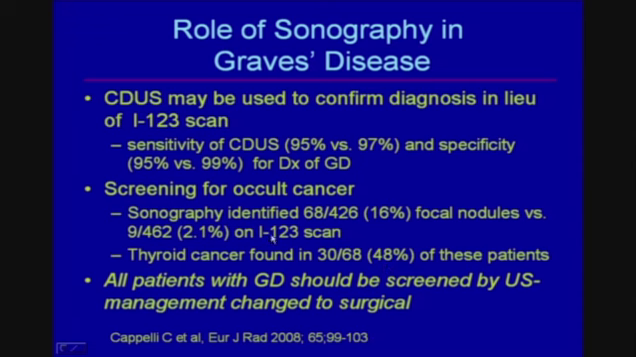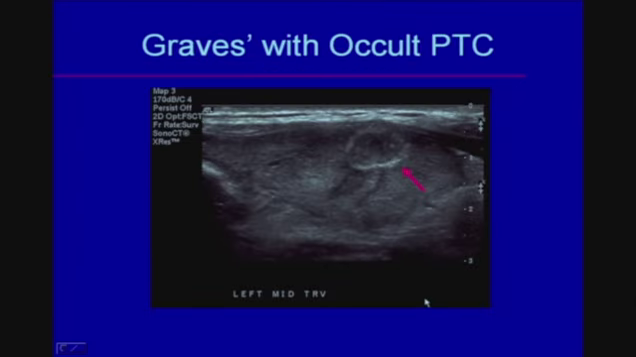In our particular institutions, all patients with a new diagnosis of Graves' disease undergo sonography just to make sure there's not an occult cancer in that gland. If there is an occult cancer, those patients would be managed by surgical removal of the gland, obviously, as opposed to being carried with medical therapy.